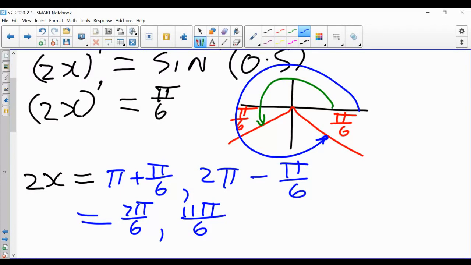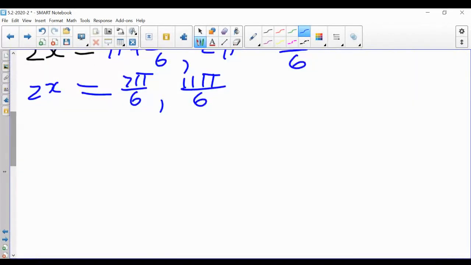Now, how about if I told you that those answers are incomplete? That's not the end of the story, because these are 2x. That's not what x is. That's what 2x is. So what would you do next to figure out what x actually is? Clearly, we haven't finished the question. We have 2x, so we're going to divide each of these answers by 2. So that means that x is equal to 7 pi over 6 divided by 2.